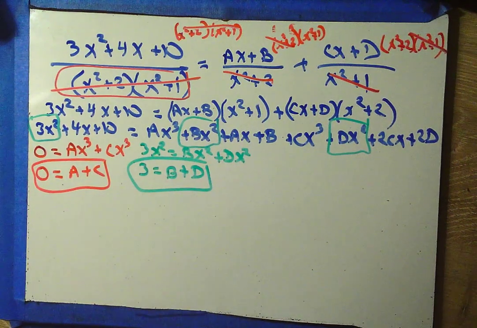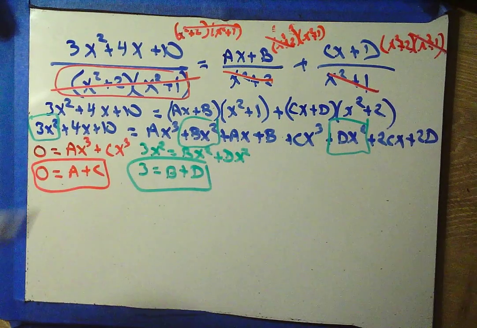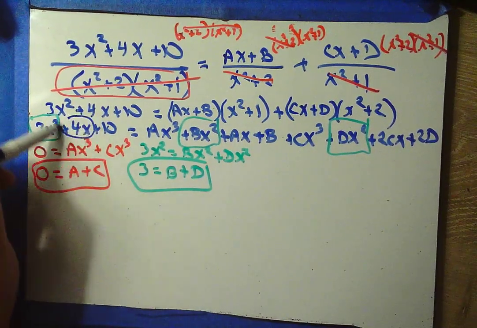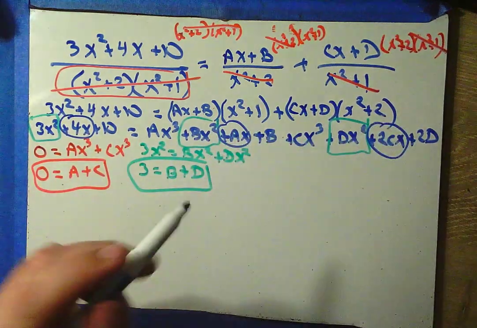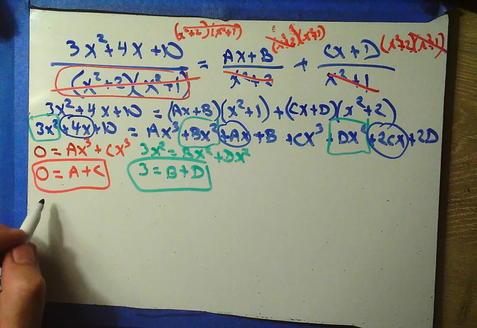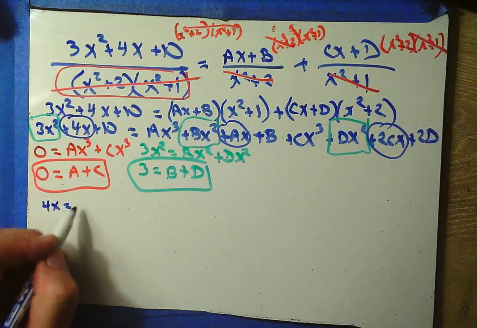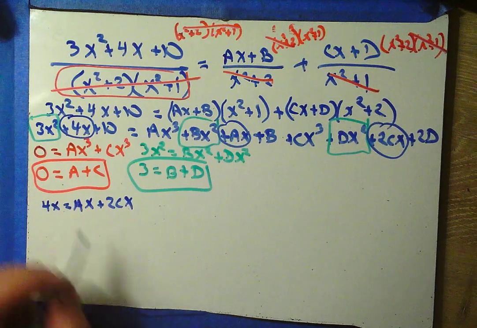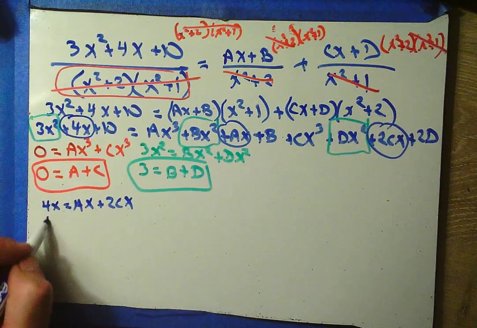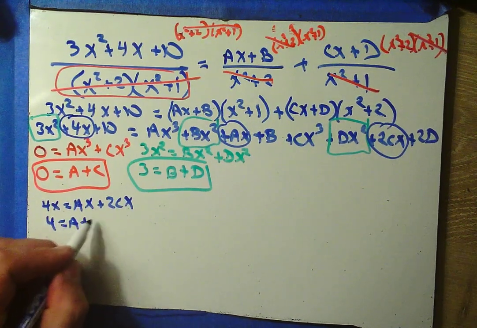Let's take the x to the first stuff. Okay, x to the first. We've got 4x, ax, 2cx. So we've got 4x equals ax plus 2cx. And if we divide everywhere by x, we get 4 equals a plus 2c.